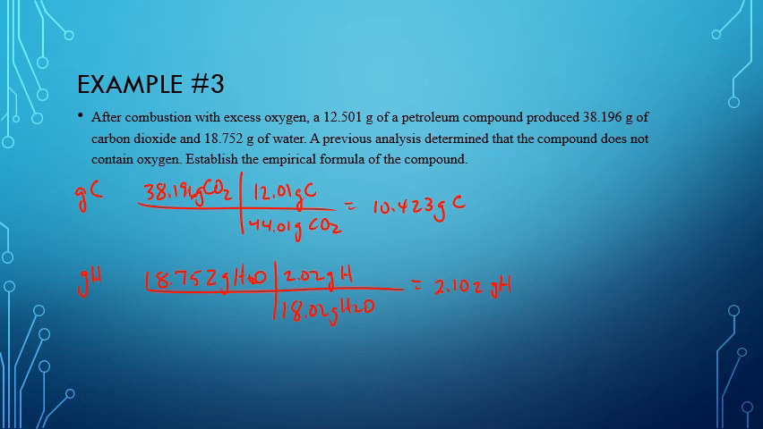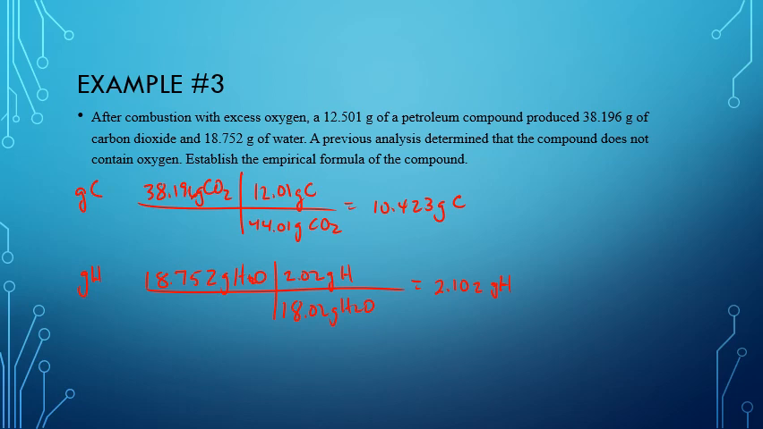So at this point, if you were to take these two numbers and add them together, you will see that we come approximately to the 12.501. Again, we're off a little bit on our rounding just because molar masses are a little bit more exact than rounding to the hundredths place. But we're within that general ballpark here, 12.52 versus 12.501, so we're all set.